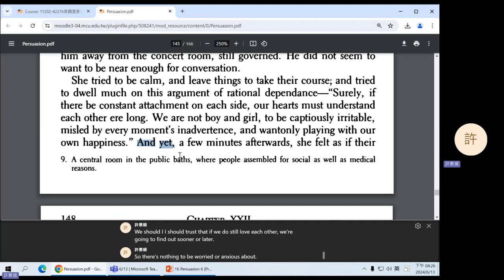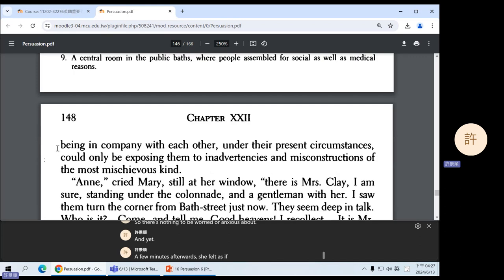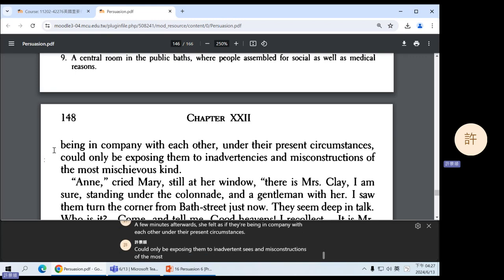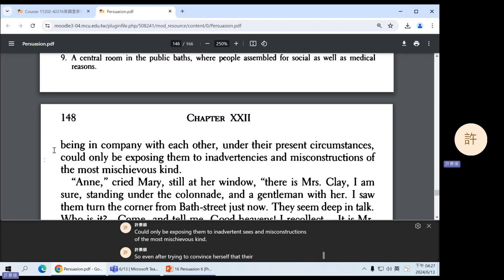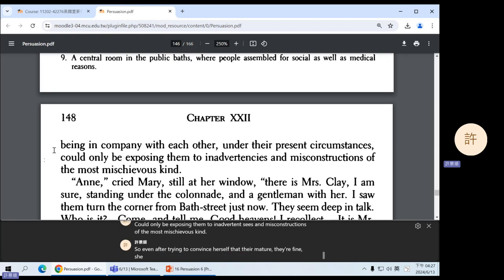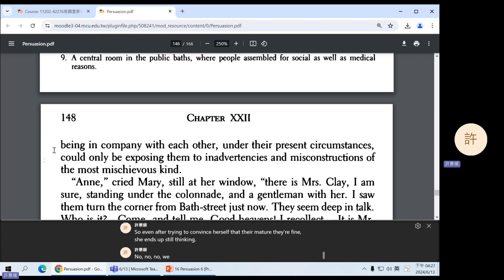And yet, a few minutes afterwards, she felt as if their being in company with each other under their present circumstances could only be exposing them to inadvertencies and misconstructions of the most mischievous kind. So even after trying to convince herself that they're mature, they're fine, she ends up still thinking, no, we still have to be careful.